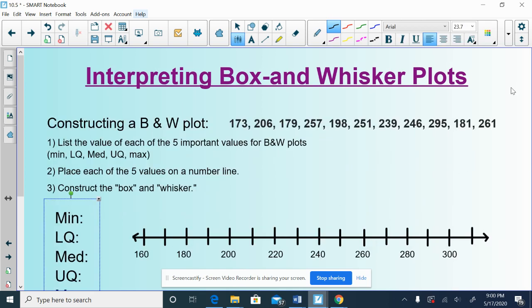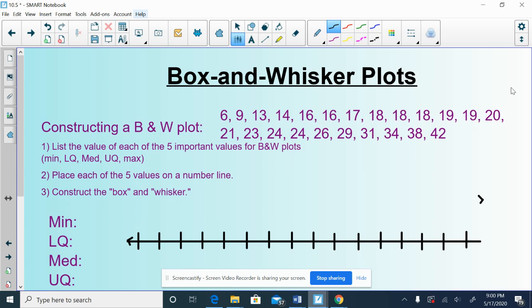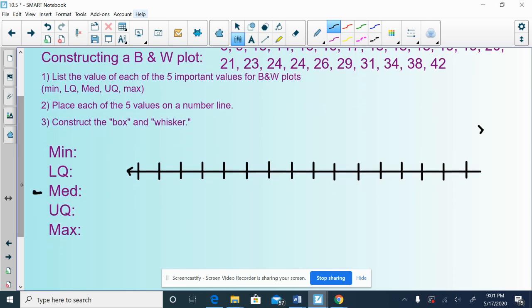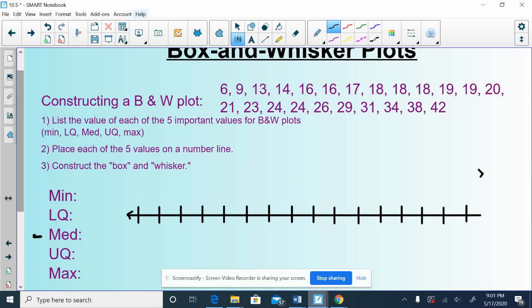Let's look at an example. I'm not going to use this one. I'm going to use this data set. We've used this data set in the past. These are ages of people at Applebee's during their half price appetizers. So we have all the ages. We need to know the median, so we need to identify the middle number. They are already in numeric order, so I just need to start finding the middle.